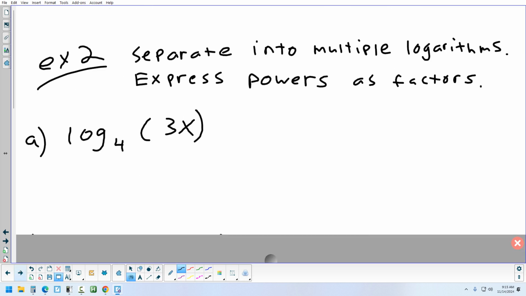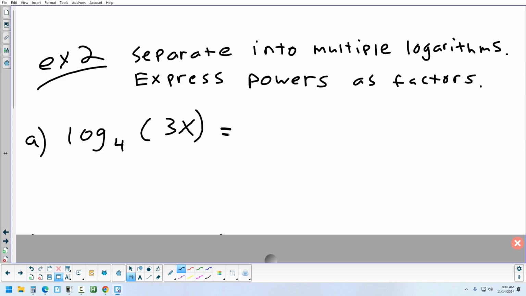All right, so this says to separate into multiple logs, express powers as factors. Okay? Essentially, when you see express powers as factors, that means do not leave exponents in the final answer. That means put them in front. If the problem has an exponent. If it doesn't, then that second sentence doesn't apply.